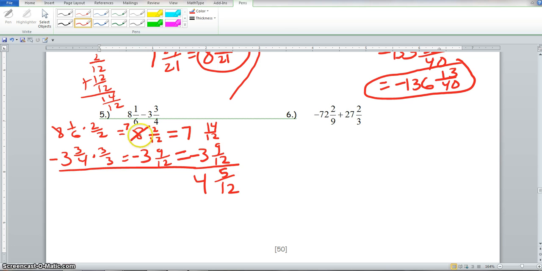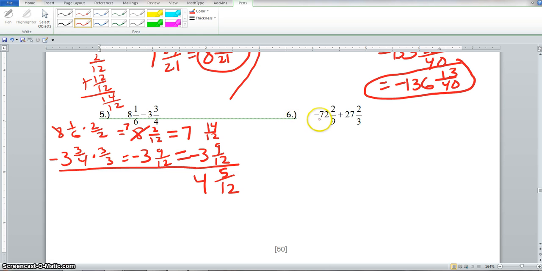Now, if you cannot remember that, the method I showed you is a little easier to remember. You borrow 1 from this 8, that gave you 7. Now, your denominator would still be 12, but your numerator would be this denominator plus this numerator. 12 plus 2 gave you 14. And that's a way of doing that.